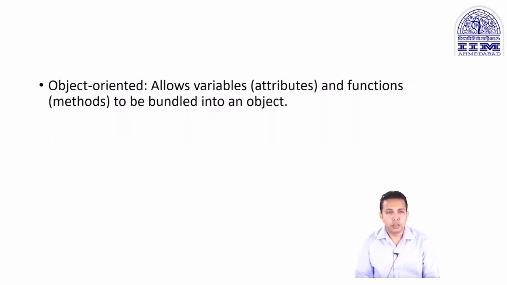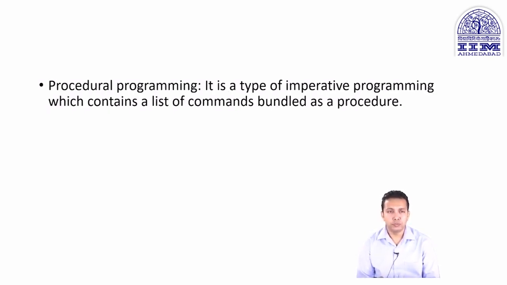Python also provides support for classes, which means it allows you to bundle the variables and functions together into an object. This is something we will see as we get started with the tutorial. Procedural programming is a type of imperative programming which contains a list of commands bundled as a procedure. For example, if you have to print even numbers between 0 to 100, then you have to write a loop. The loop needs to have an iterator and therefore, your code has some sort of a state. Every time it is printing a particular value, there is a state of the code. Now, this procedure is called procedural programming.